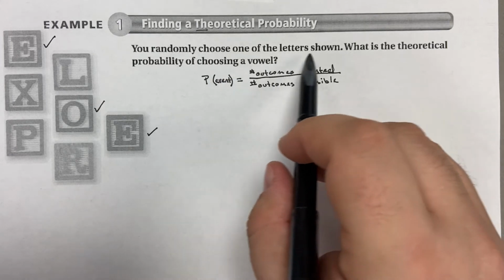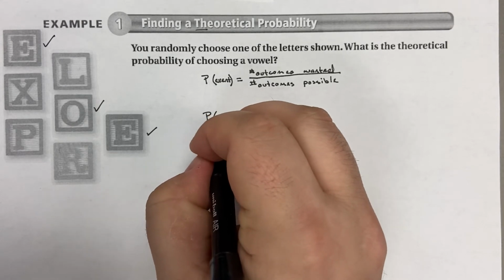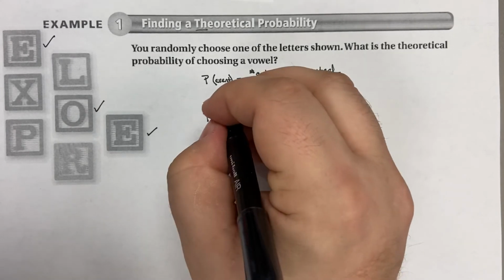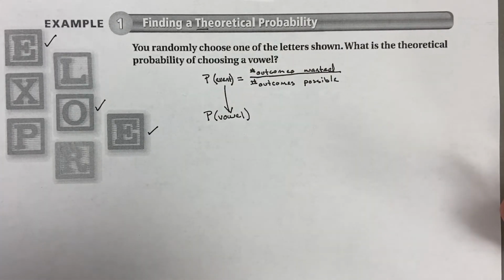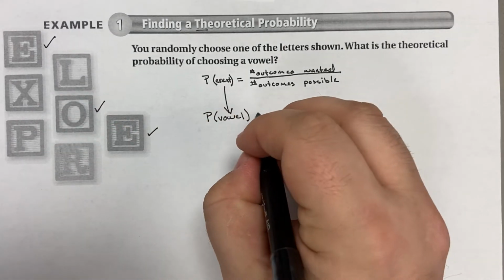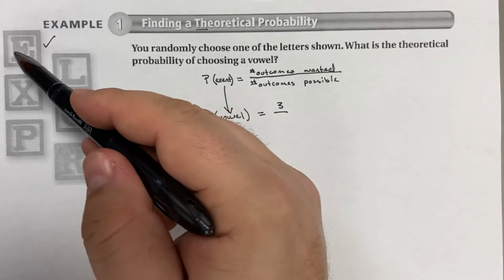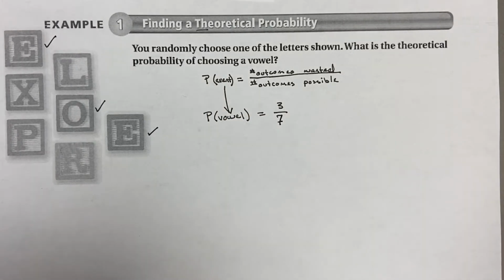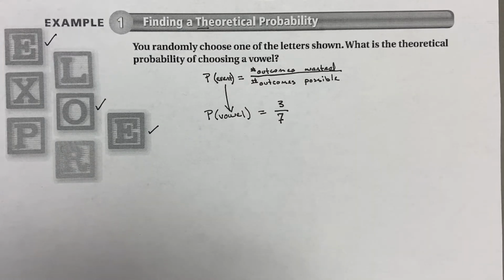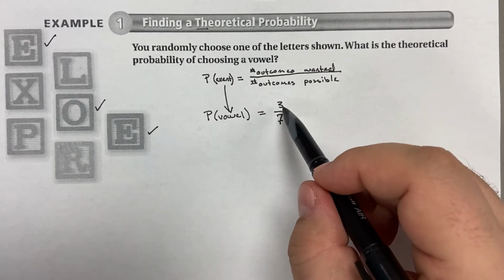We randomly choose one of the letters shown. What is the theoretical probability of choosing a vowel? So the probability of choosing a vowel, because the event is the vowel, is the number of outcomes wanted. We want to choose a vowel, so there are 3 of them here. So that's going to be 3. And then the total number of outcomes: there are 1, 2, 3, 4, 5, 6, 7 blocks. So there's a total of 7 possible outcomes. If I reach in to grab a block and there are 7 blocks, I can grab any of the 7. If I'm doing it randomly, I'd be reaching into a bag. So the probability is 3 to 7.